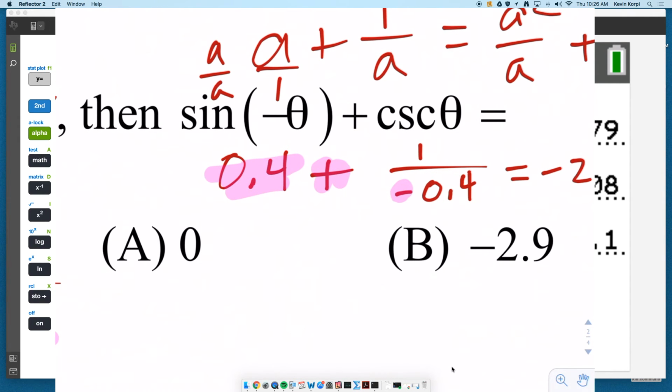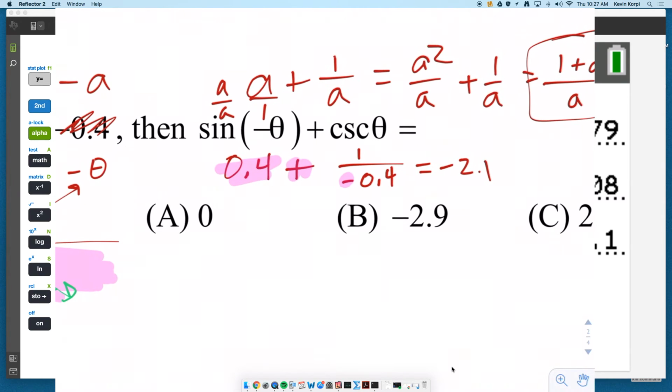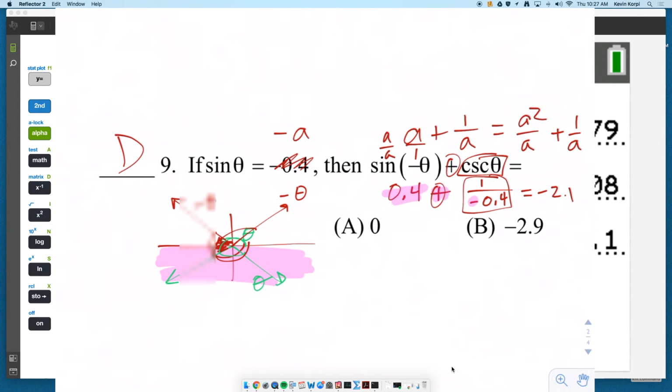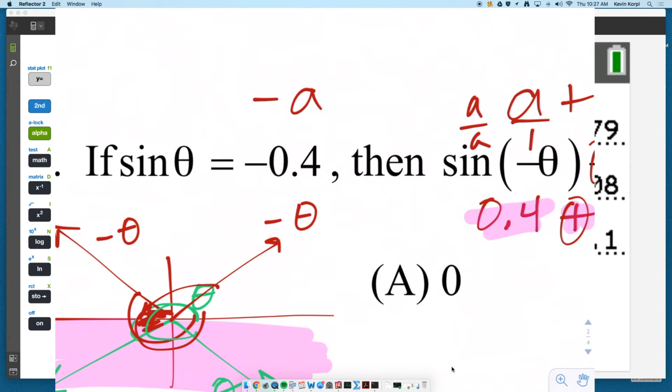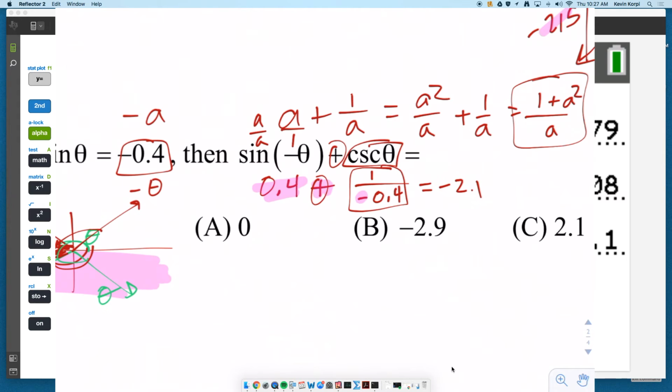Well, this one is positive 0.4 because negative theta lives in quadrants 1 or 2 where sign is positive. And I actually have to keep the sign. This is a plus sign here, so this is a plus sign. But the cosecant ratio is still going to be negative because the sine ratio started off as negative. And I'm not doing anything with the angle there. It's the exact same angle. So if I know the sine ratio, the cosecant is just the reciprocal.